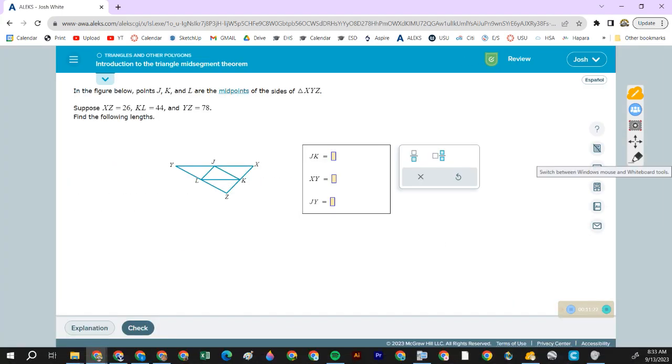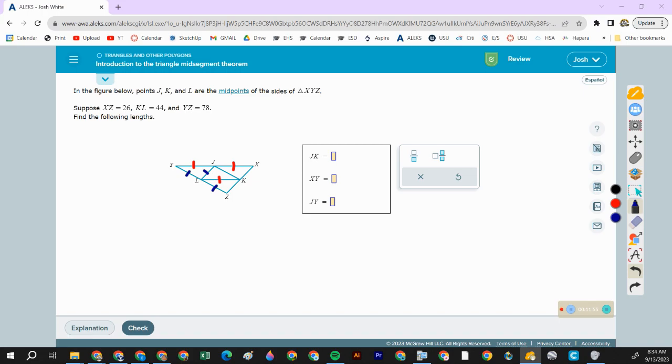Okay. The mid-segment theorem. So this point here is halfway in between y and x. And point L is halfway in between L and z. And point K is halfway between z and x. So the cool thing about that is this segment equals that segment, which equals this segment. And the same is true with all the others.